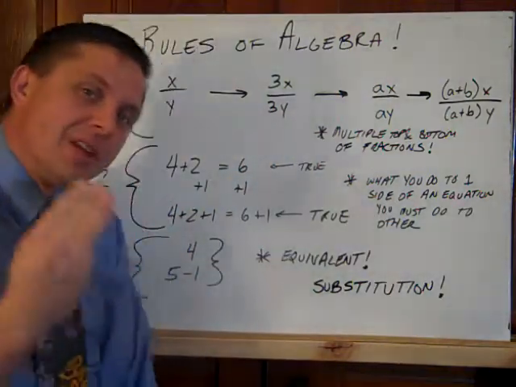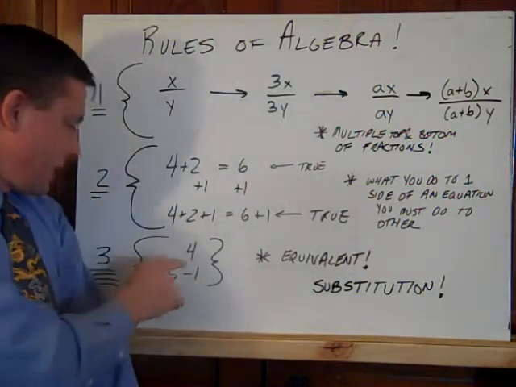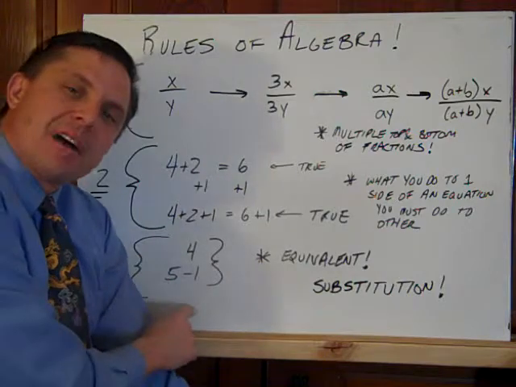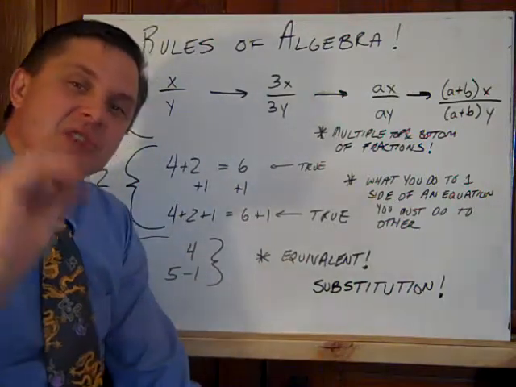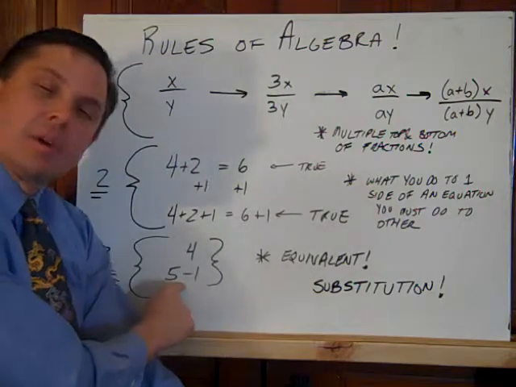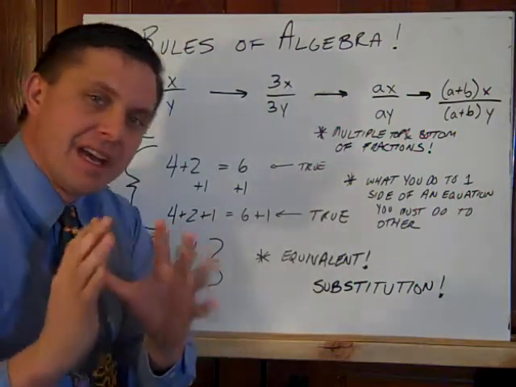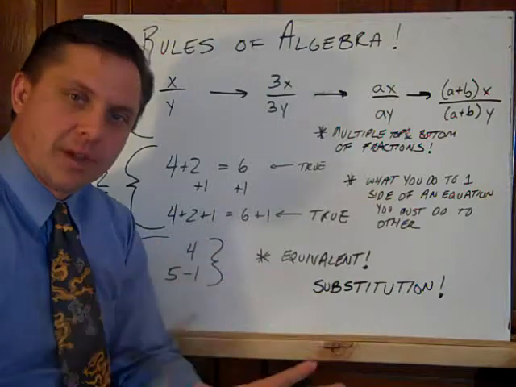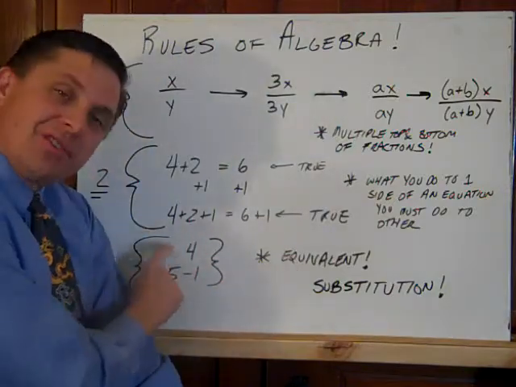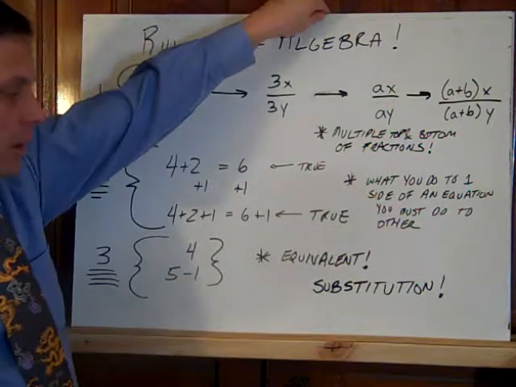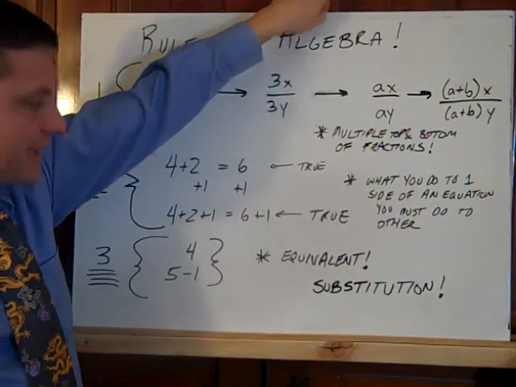And then rule 3, and this is the big one today. If I have 4, I can replace it with 5 minus 1 because they're the same, they're equivalent. I can substitute 5 minus 1 in place of 4. Equivalency covers all the rules of exponents and lots of ways we do math. But this is the rule we're going to concentrate on today when we talk about substitution. And it has to be equivalency.